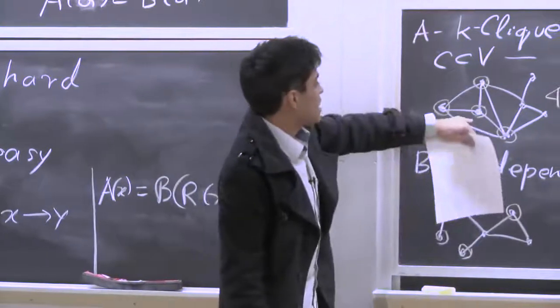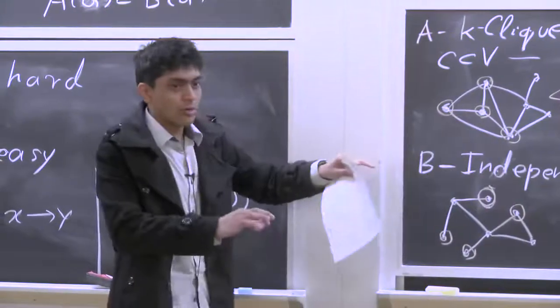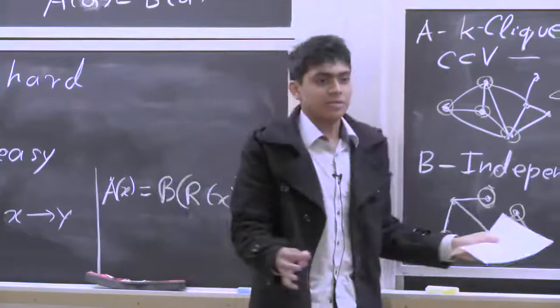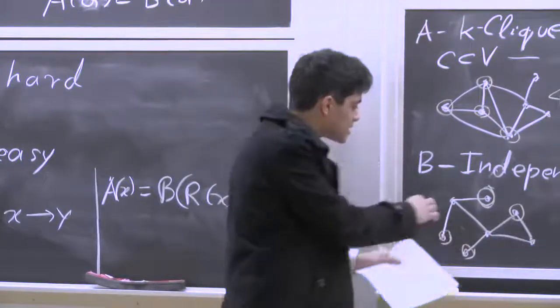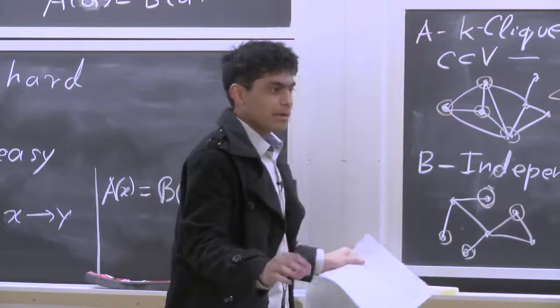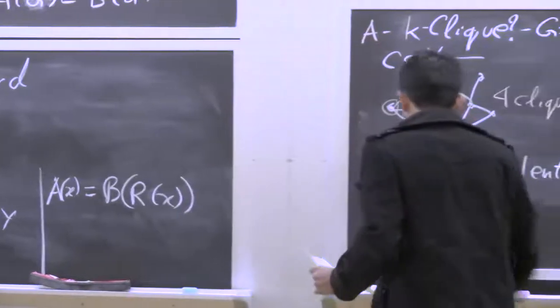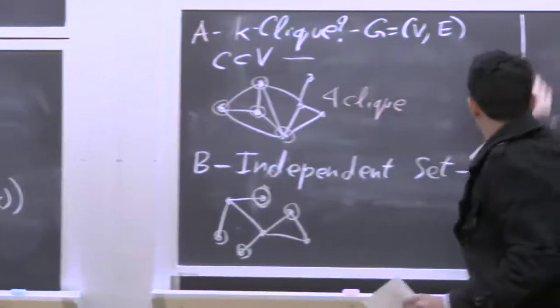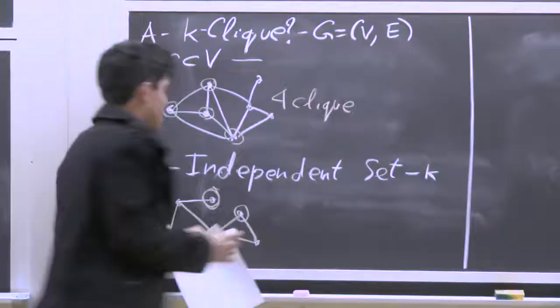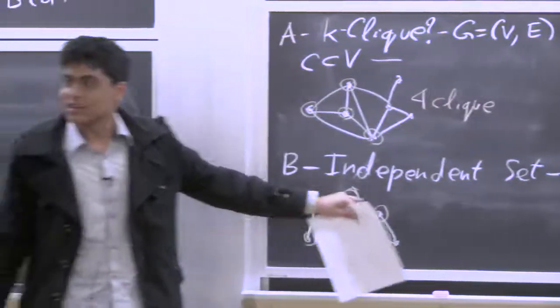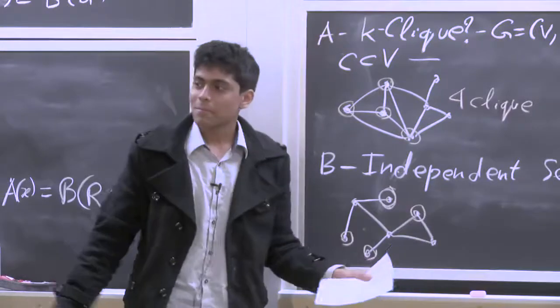So in this case, you're taking a set of vertices which is a complete graph, so all of them have edges between them. And in this case, you're taking vertices which are completely disconnected. So now we're going to try to find a reduction from this problem to this problem. So first of all, independent set is in NP. Is that clear? How would you show that?